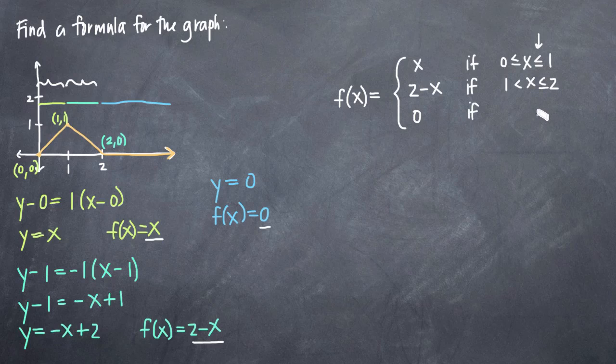Same thing here when it comes to f of x equals 0. We can't say that x is greater than or equal to 2 because we've already said that it's equal to 2 here, so we just have to say x greater than 2, f of x equals 0. And that's how we define the domain for each section of our piecewise defined function. And that's it. That's our final answer.